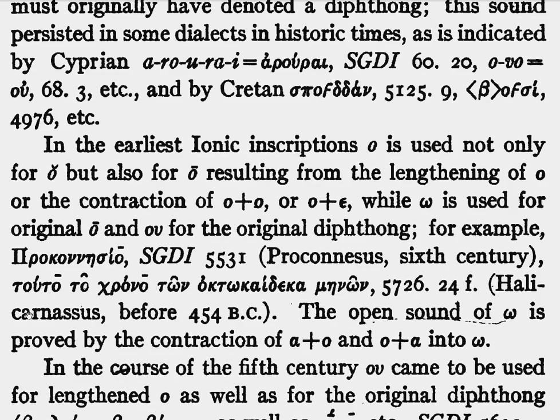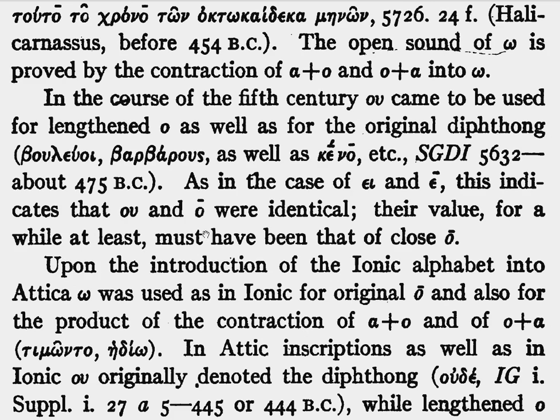and Teuto, to, chrono, ton, octo, gaideka, hymnon. The open sound of o is proved by the contraction of a and o and a into o. In the course of the 5th century, oi came to be used for lengthened o as well as for the original diphthong. So this is the time period now that we're interested in.